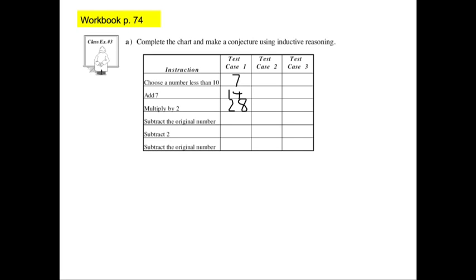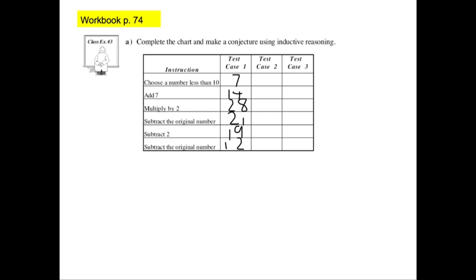You subtract the original number, that's 28 minus 7, that's going to be 21. If you subtract 2, that's going to be 19. And if you subtract the original number, being 7, you're going to get an answer of 12. So you don't really see the interesting math magic yet, but let's try the next test case.